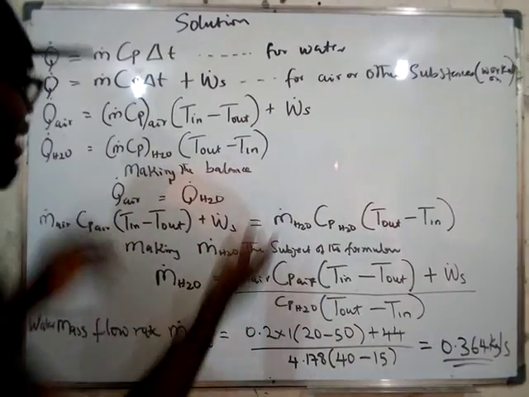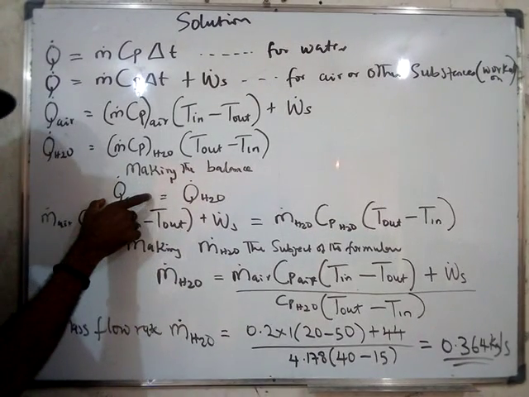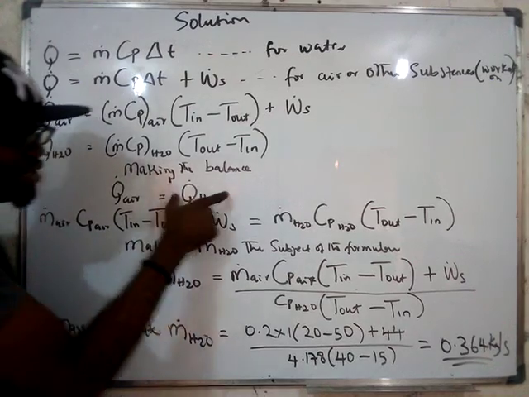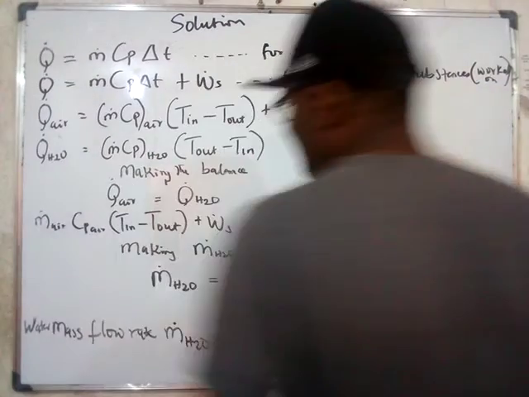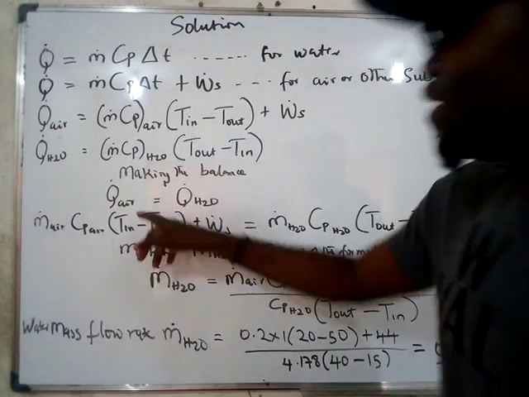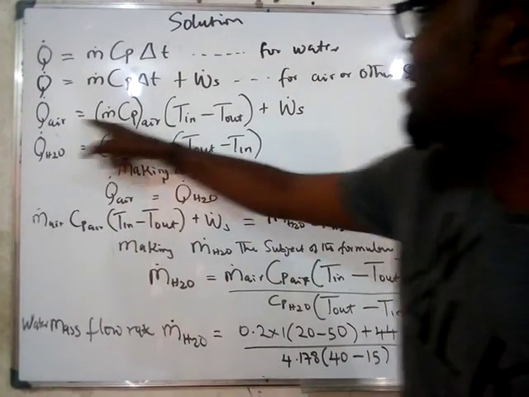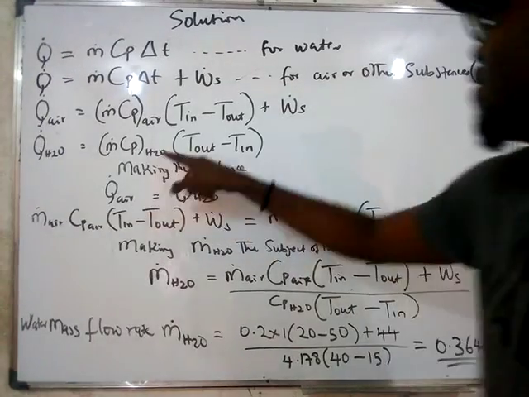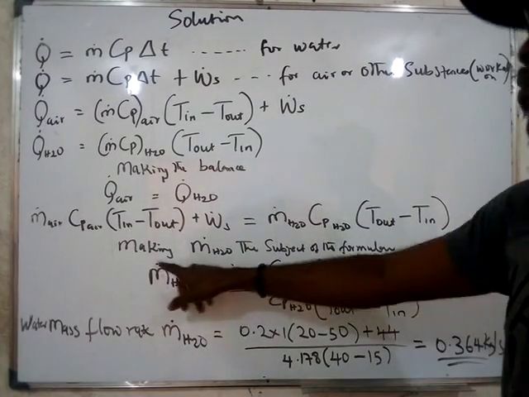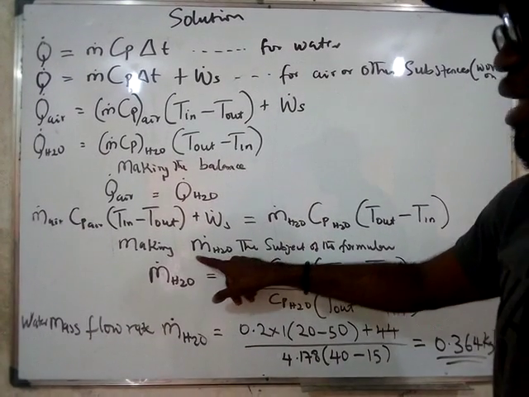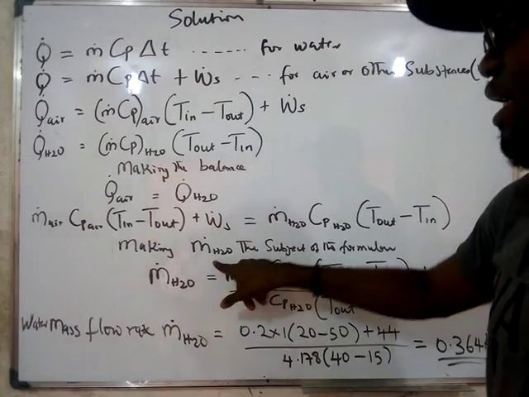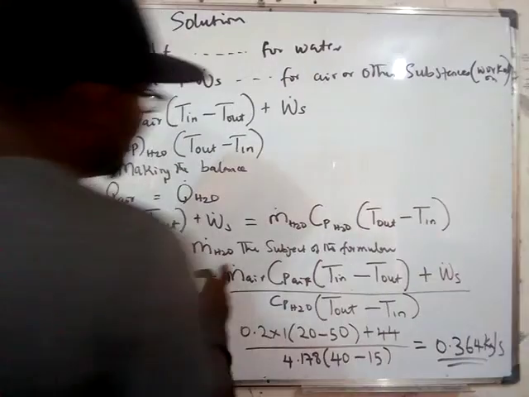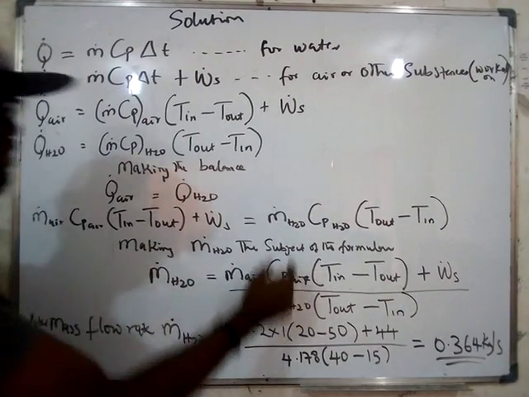Now we make the material balance. Total energy given in by the air is equal to the one that the water is taking out. So that is what we have. We already have Q air, we'll carry all of it and place it here. Q H2O, we'll carry all of it and place it here. Then we'll make m H2O, which is the mass flow rate of water, the subject of the formula because that's what we are looking for.